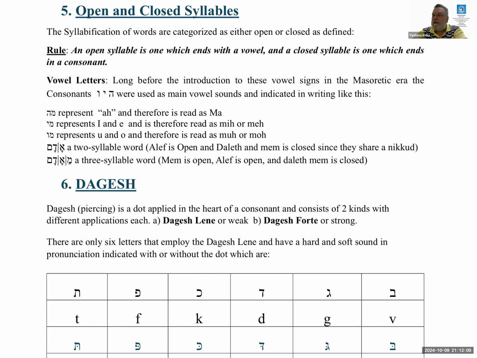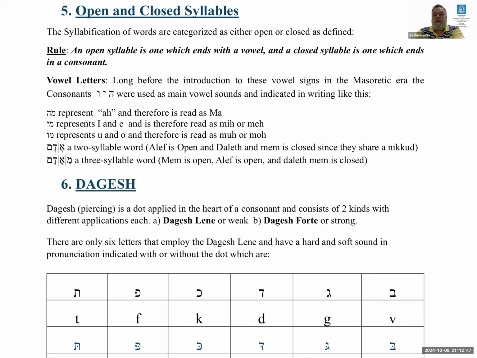Before this nikud system was developed, they basically used the He, Yod, and the Vav to represent basic vowel sounds. Like Mem and He used to be Ma, Mem and Yod used to be Me, and Mem and Vav used to be Mu and Mo, right? That's how they used to write it in ancient Hebrew. But then when the nikud system was started in Tiberias, we got the new nikud system. So anyway, you know about closed and open syllables.